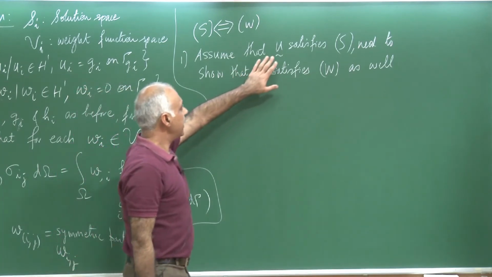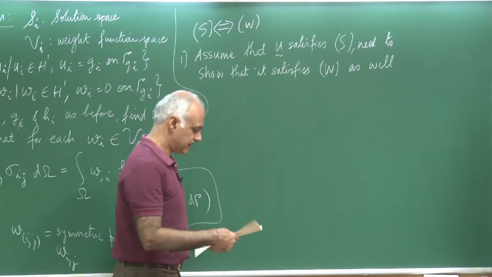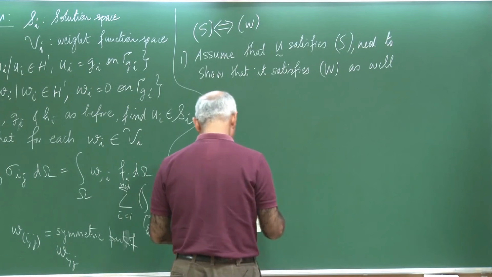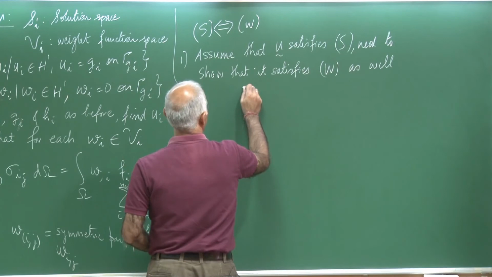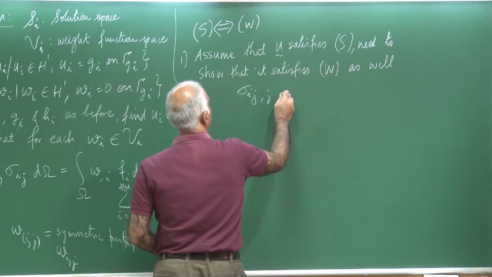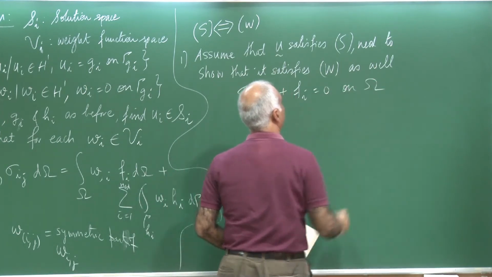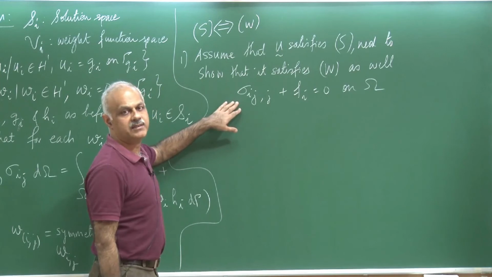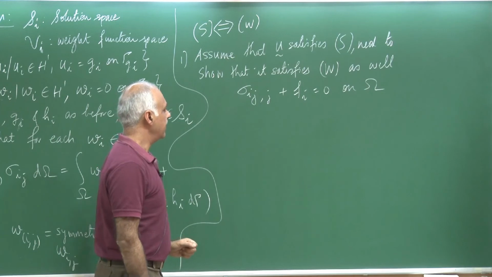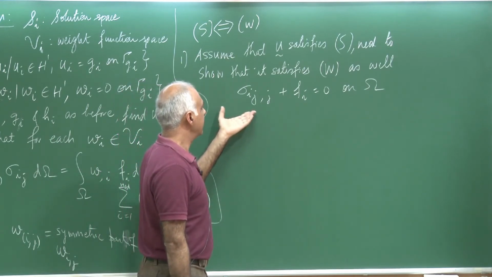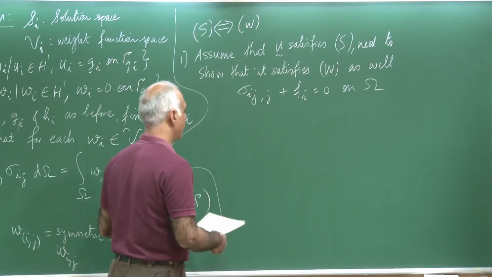Okay, so if U satisfies S, then what we already know is that it satisfies the differential equation. So I can straight away write that sigma ij,j plus f i equals 0 on omega, this is satisfied by my U. So what I will do now is take a weight function, multiply it with the differential equation, and then integrate it over the whole domain.